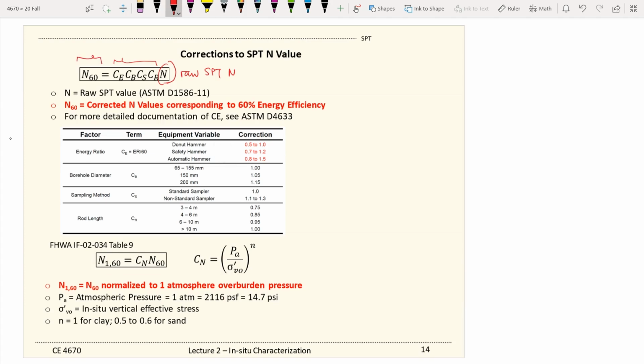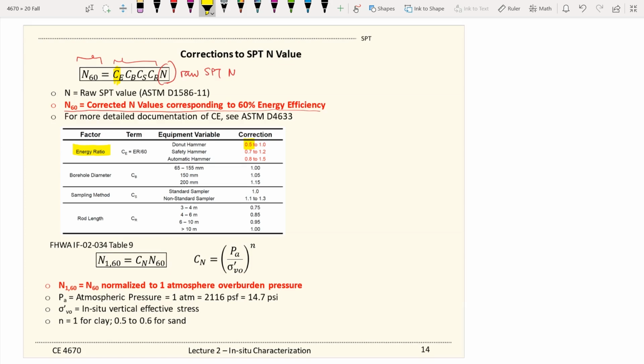This is the N60, which stands for the corrected N values corresponding to 60% energy efficiency. So what are those parameters? First of all, C sub E is the correction for the energy ratio. Different types of hammer, as we mentioned before, the donut and the safety, and also the automatic hammer, have different energy efficiency. The very original, old school one is the donut hammer. As you can envision, it has the lowest efficiency. And you see a range over there from 0.5 to 1, so you embed a lot of uncertainty.